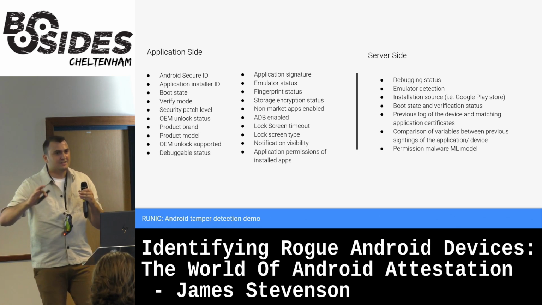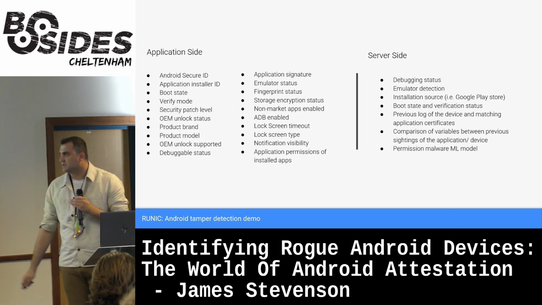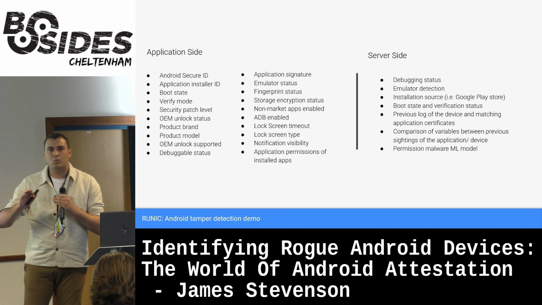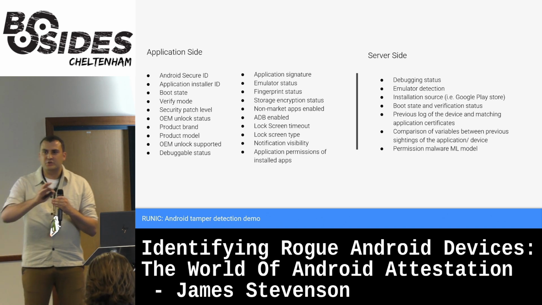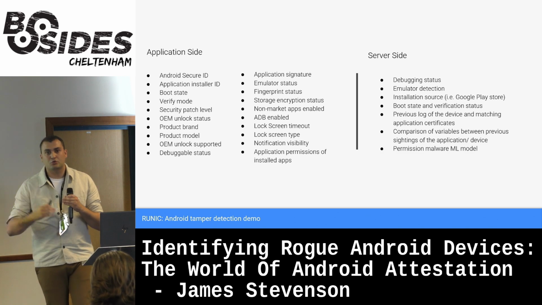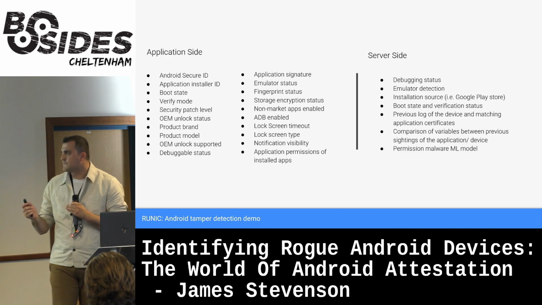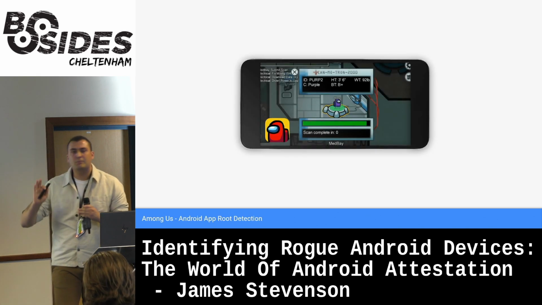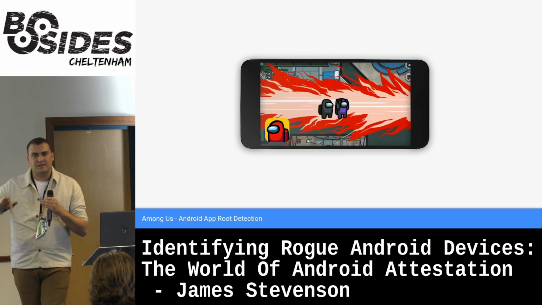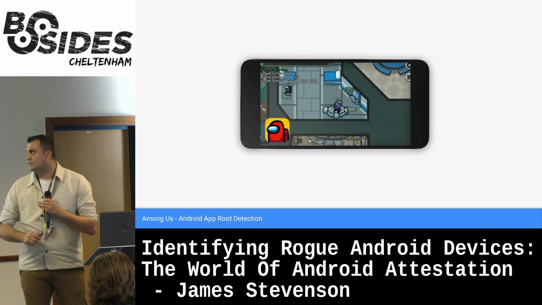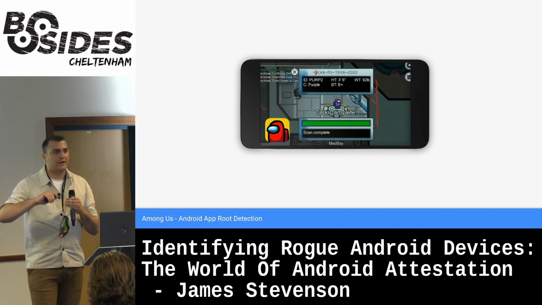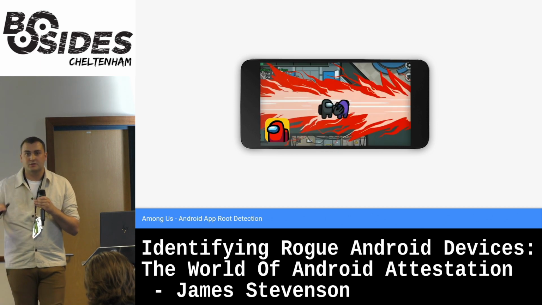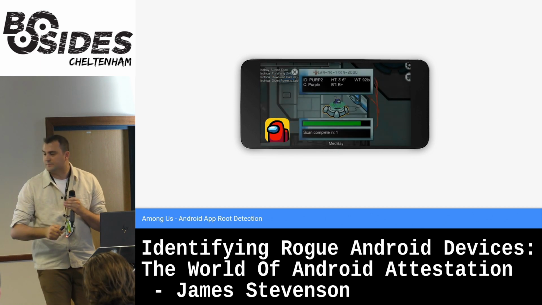So looking at Runic, as I said, it's kind of a window into the world of Android attestation. We're going to have a look at some in-the-wild examples now, and we should start seeing a lot of these techniques cropping up as we go through. So the first example we're going to look at is the Among Us Android application. Insanely popular Android game, and we're going to have a look at how tamper detection and root detection is done in this application.